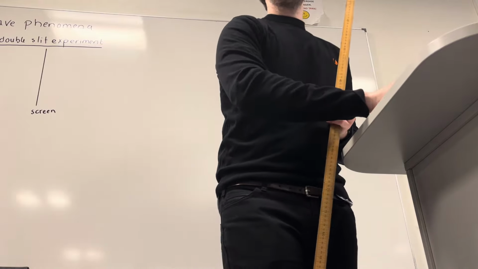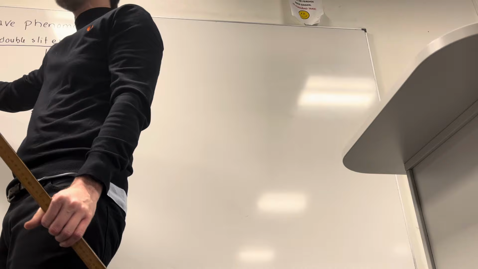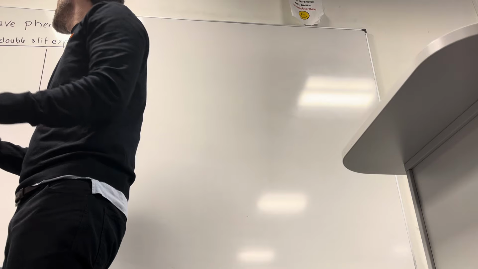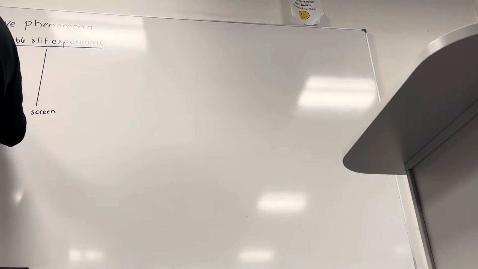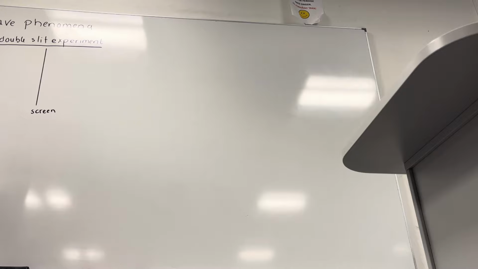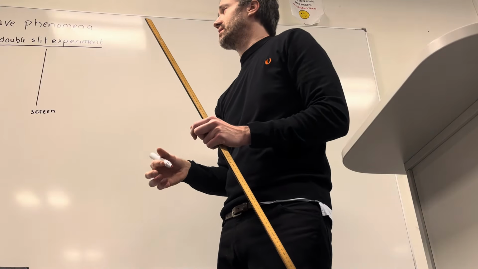And laser light is incident on these two openings, these two slits, so that we will get an interference pattern. So we will have light being incident on these two slits. So this is laser light of a specific wavelength.